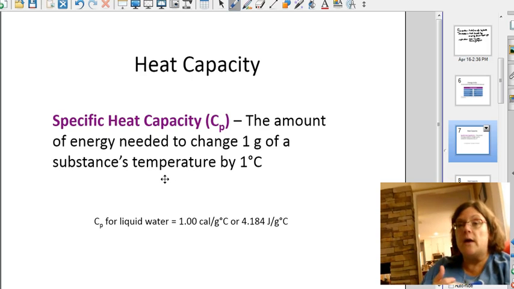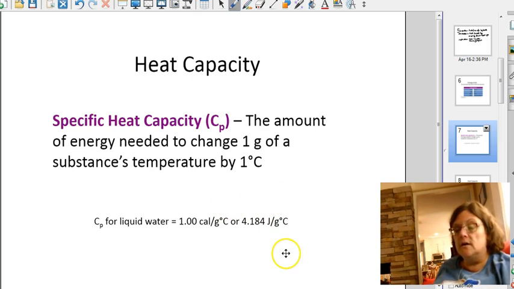We call that heat capacity. Heat capacity is the amount of energy it takes to change a gram of substance by 1 degree Celsius. That's the definition of a calorie: 1 calorie is the amount of energy it takes to change 1 gram of a substance by 1 degree Celsius. So 4.18 joules is the amount of energy it takes to change 1 gram 1 degree Celsius. So we get this kind of funky little unit there. Heat capacity is different for different things.